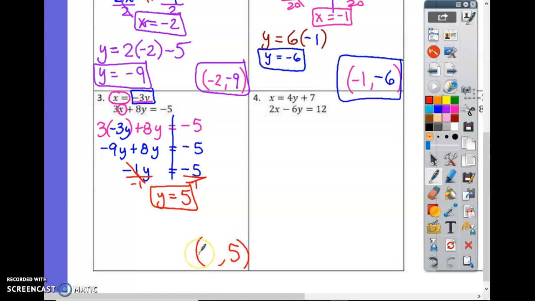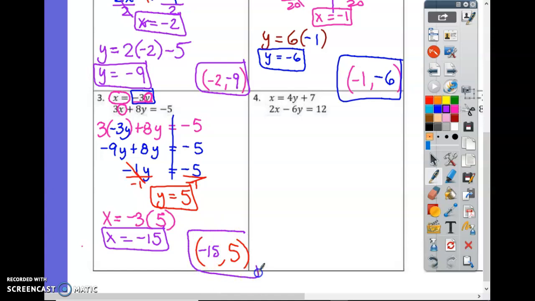So I'm looking for the x, right? So I'm going to take my y, my 5, and I'm going to put it back in here, right here, y. So I have x equals negative 3 times 5. What's negative 3 times 5? Decimals. Negative 3 times 5. X equals what? Negative 15. Okay, so the x goes in here, negative 15.